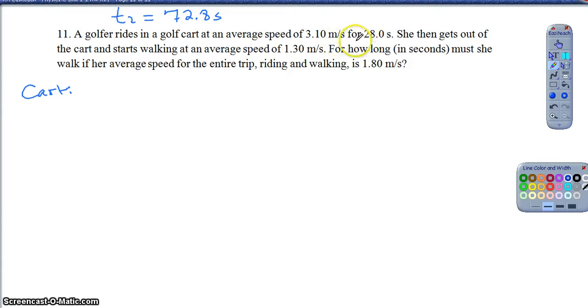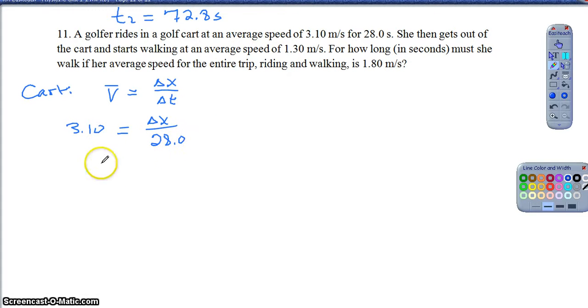Because it's an average speed, the only equation I'm using for that, again, is my change in displacement over my change in time. And they told me a lot of information. They told me the average velocity, the average speed here, was 3.10 meters per second. I don't know the displacement, but I do know the time. And so that actually gives me an avenue to go ahead and find that displacement.